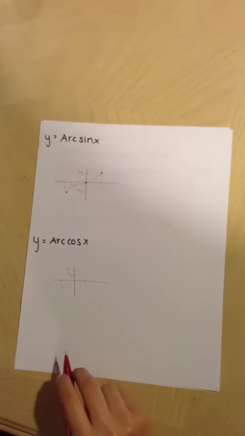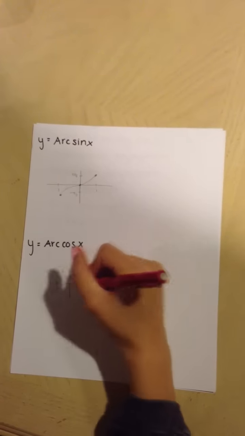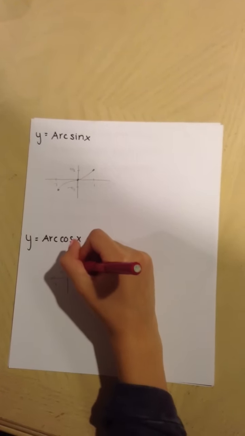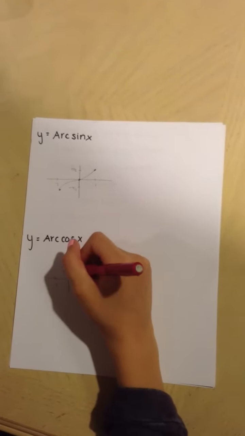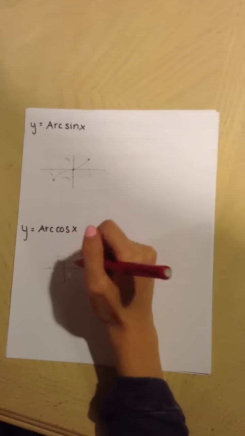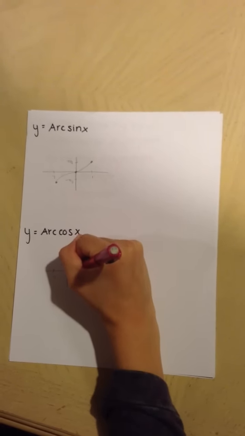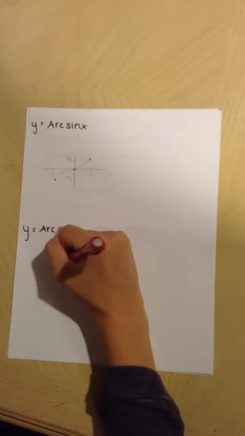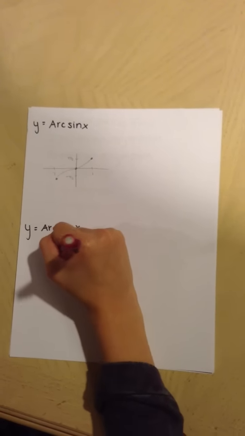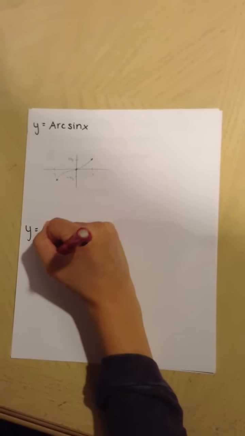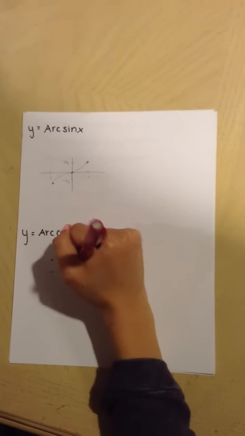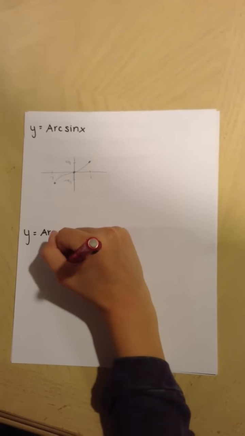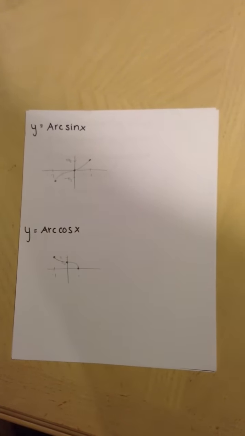And now for arc cos, you're going to do the same thing as arc sine. These are going to be your interval. And you're going to start by starting at 1. Then as you go up, you're going to go here into here. And you're going to graph that. And that's your arc cos graph.